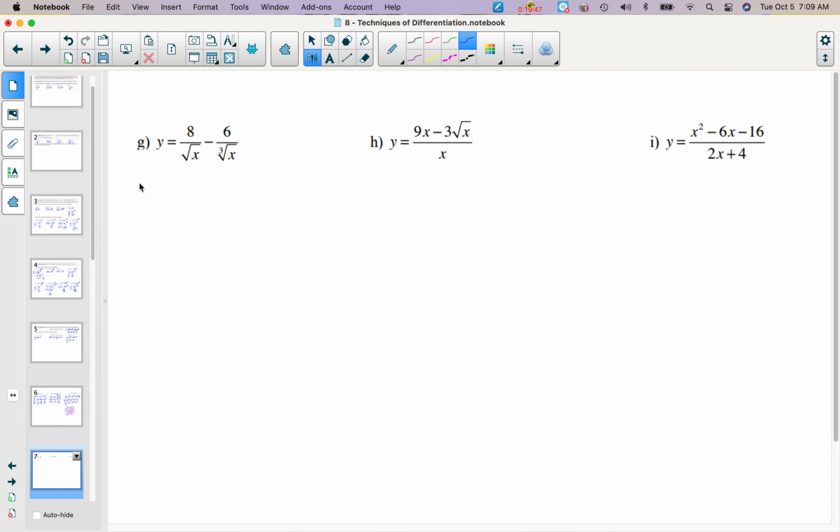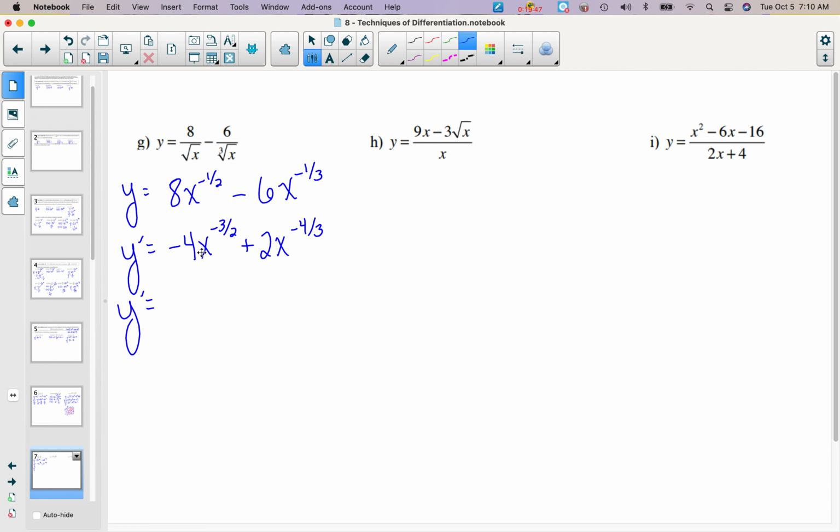So what I would do on this next one is I'm just going to rewrite this. So we're going to have 8x to the minus 1/2 minus 6x to the negative 1/3. And now just find the derivative. So we get negative 4x to the minus 3/2. When I multiply negative 1/3 times negative 6, I get plus 2x to the minus 4/3. And then if I'm going to write it with positive exponents, I'll flip this to the denominator and flip this.